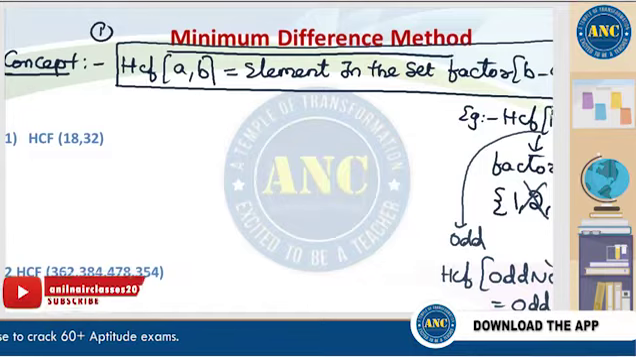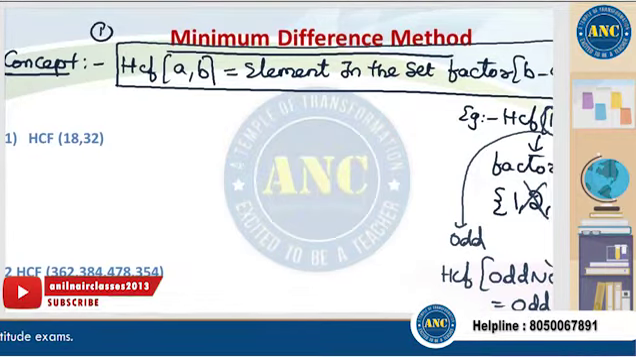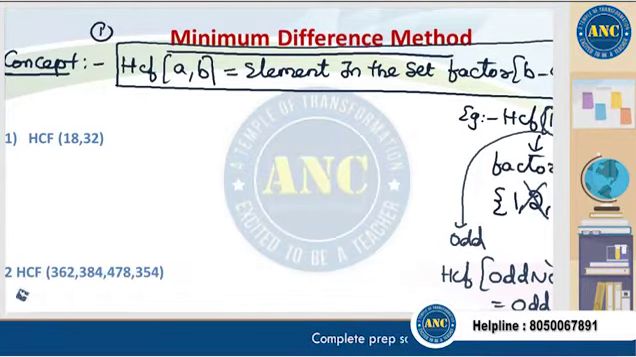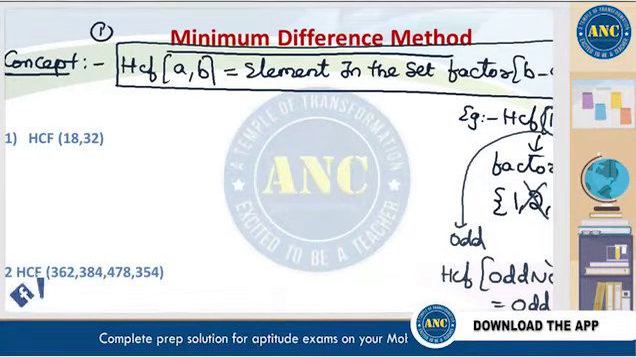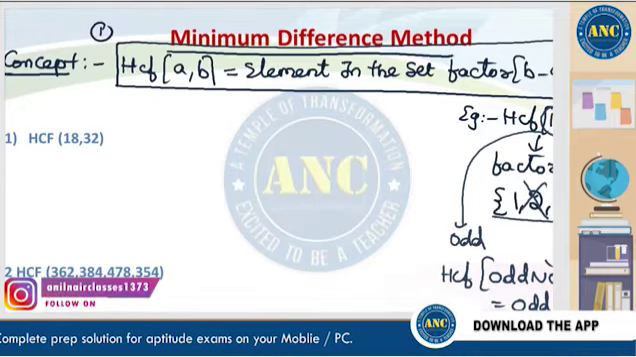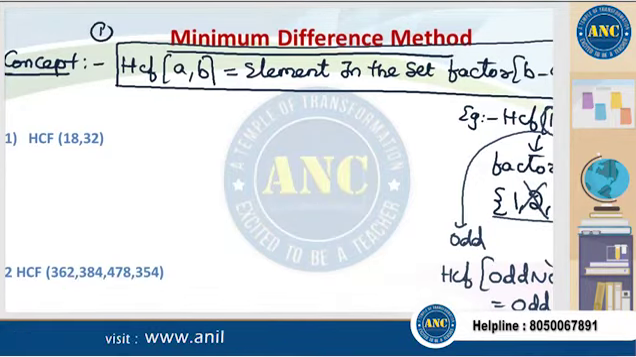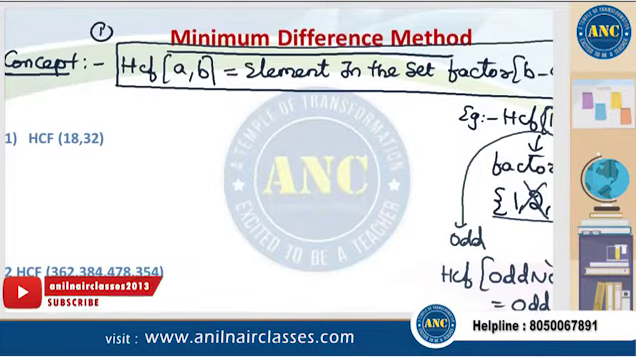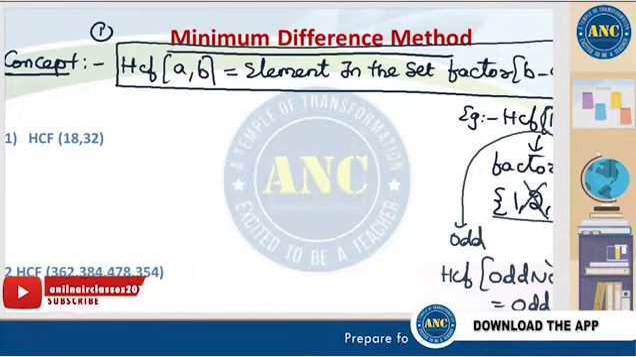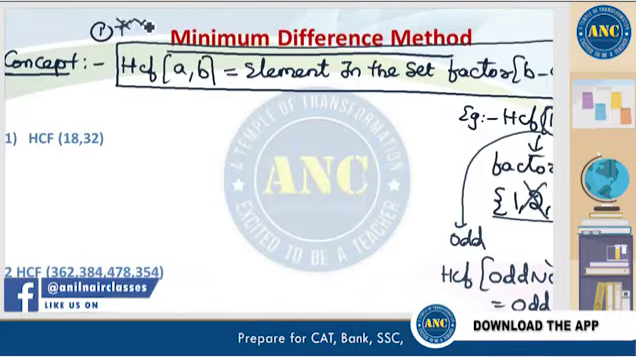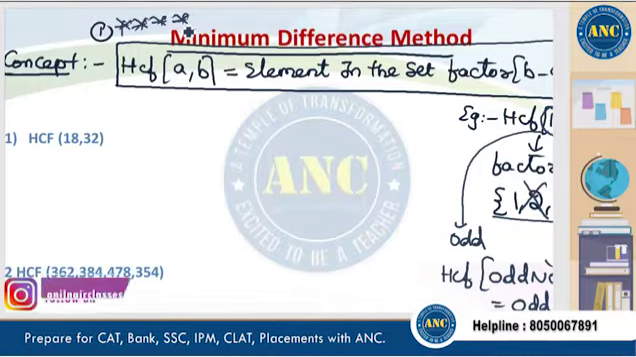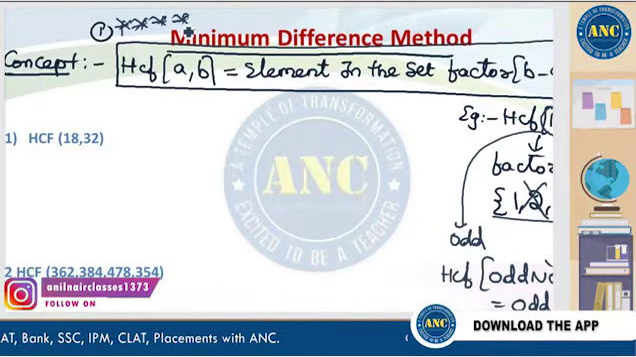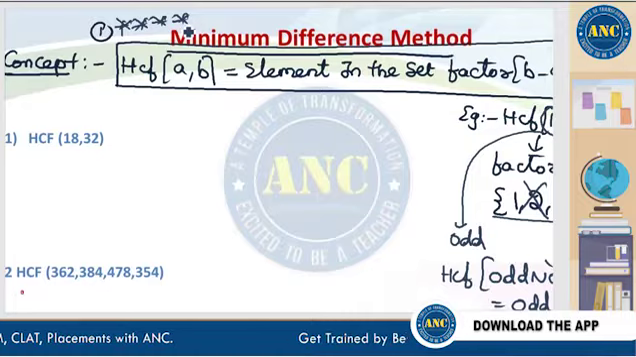5. Is 15 divisible by 5? Yes. Is 25 divisible by 5? Yes. So what is the answer for this question? 5. Is 5 an element in the set 1, 2, 5, 10? Yes. HCF of any two numbers is an element in the set factor of B minus A. Extremely important first concept.